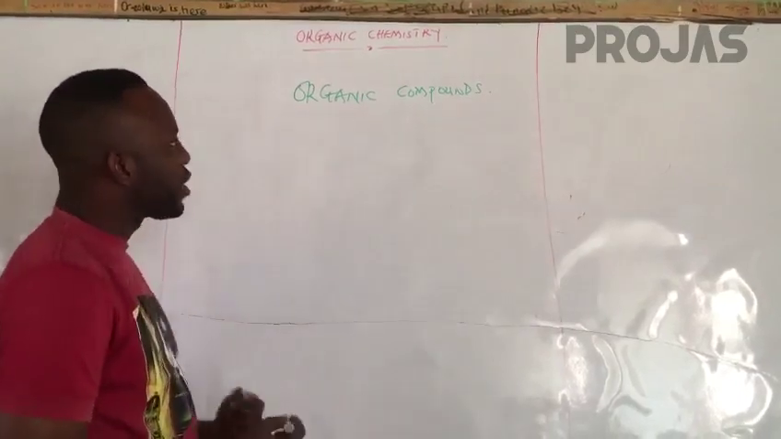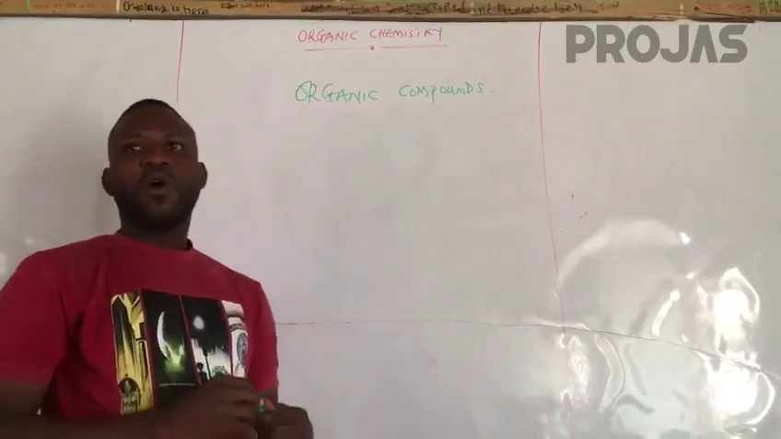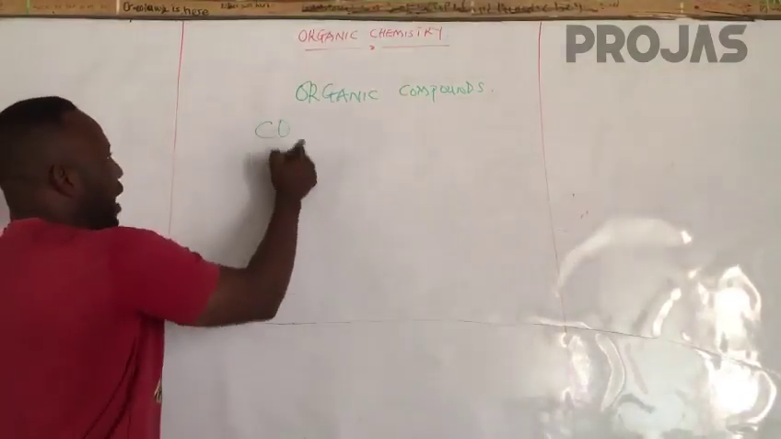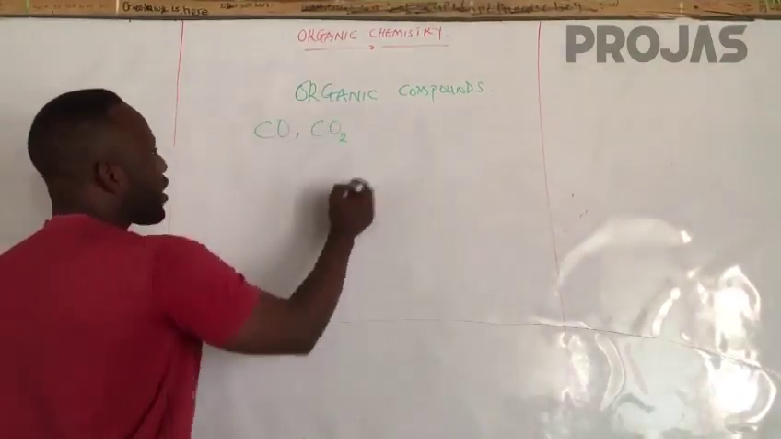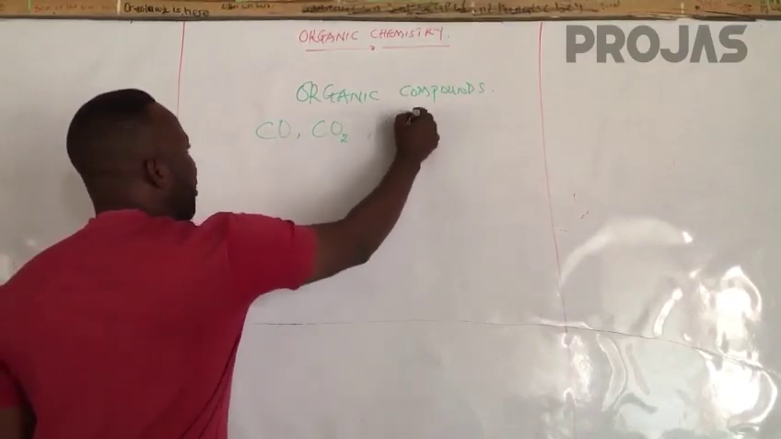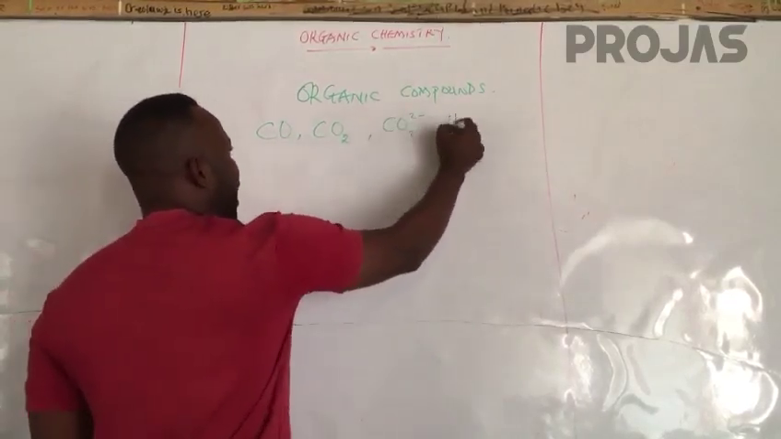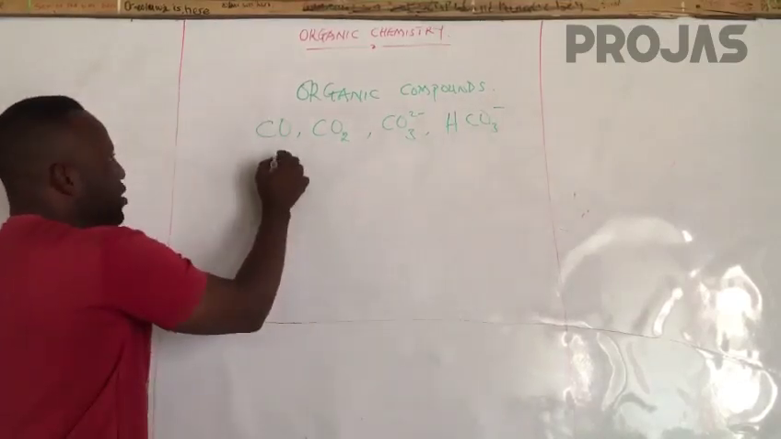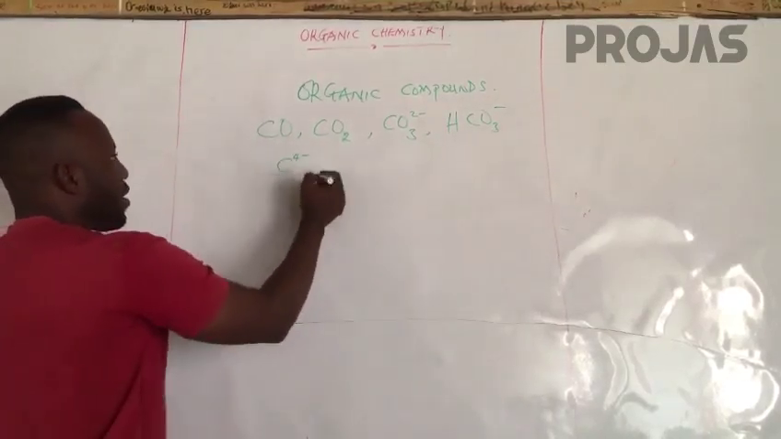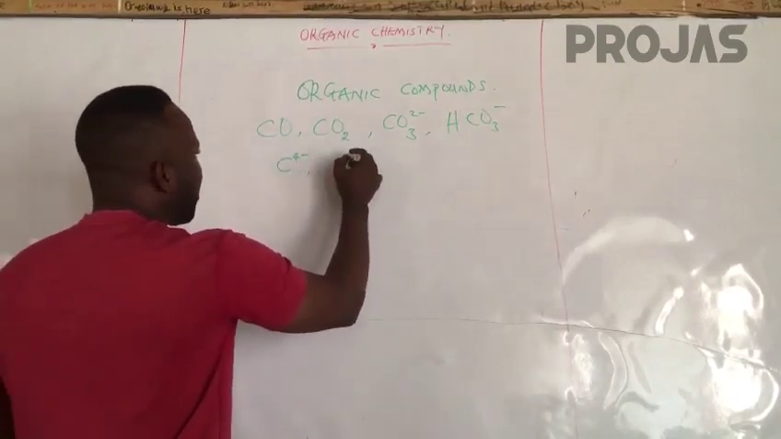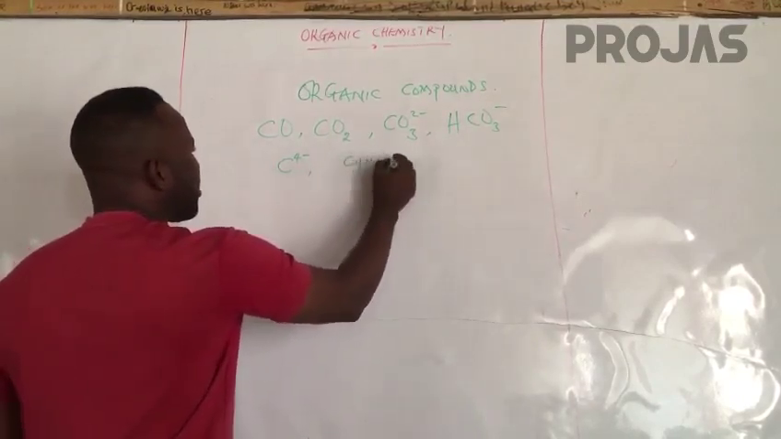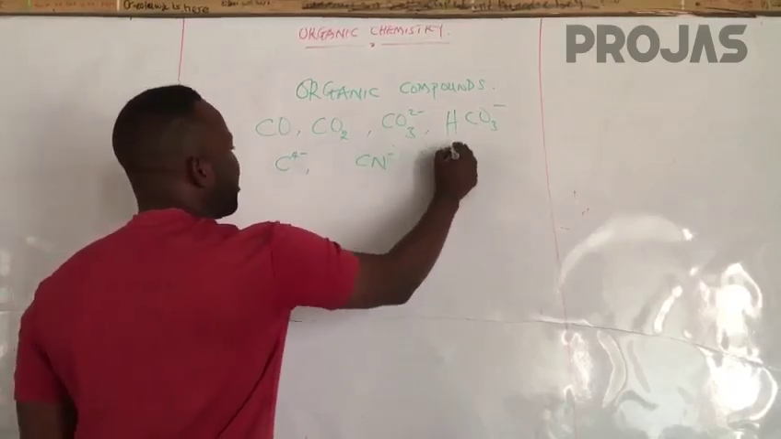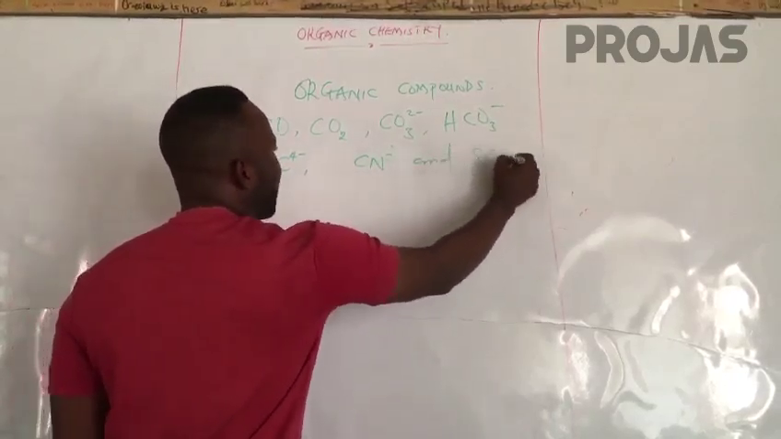Organic compounds include all carbon compounds except carbon(II) oxide, carbon(IV) oxide, carbonates, bicarbonates, carbides, cyanides, and thiocyanides.